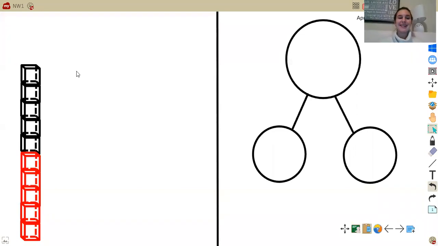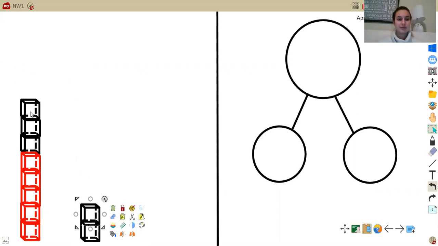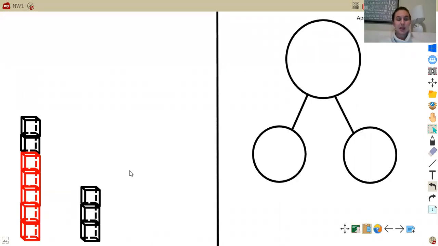So I have 10 cubes. And I'm going to take some away, and I want you guys to count how many I took away. Get ready. Okay, so I took some cubes away. Go ahead and count how many I took away. You're right, I took away 3.